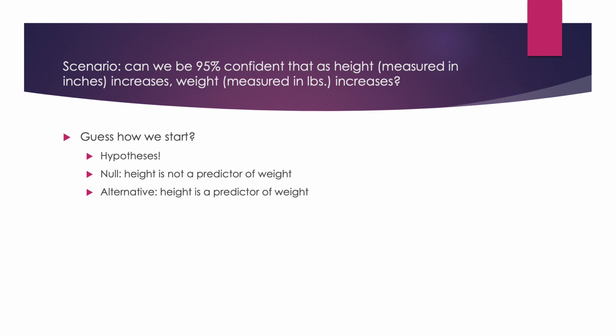Let's talk about some scenarios where we would need to run regressions. Guess how we're going to start? We're going to start with hypotheses. So in the scenario that's described above, which is can we be 95% confident that as height measured in inches increases, weight measured in pounds increases, we need to come up with some hypotheses. Null hypothesis is the hypothesis of no relationship. So it's going to be that height is not a predictor of weight. The alternative to that is that height is a predictor of weight.